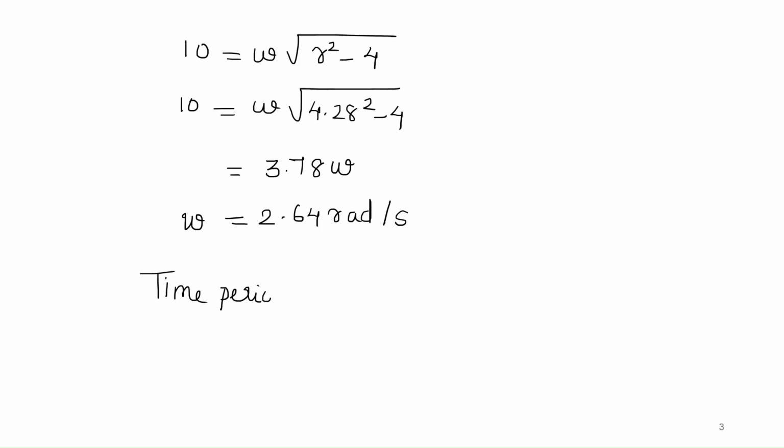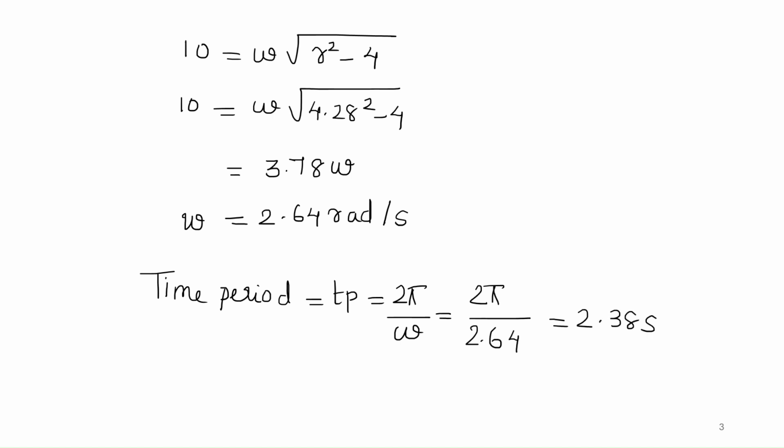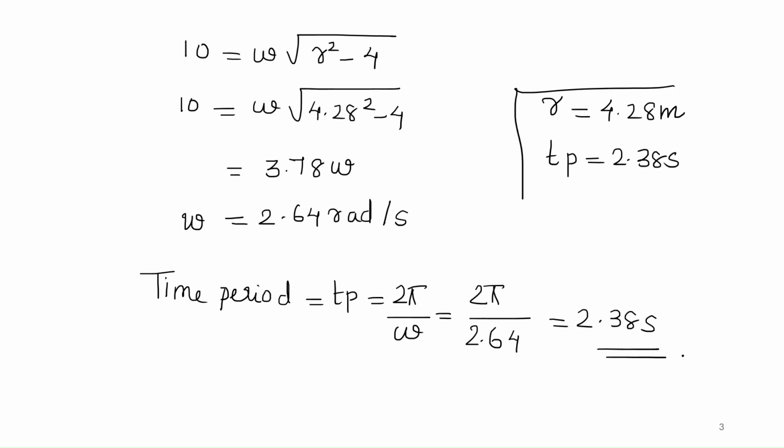Then time period Tp is equal to 2 pi divided by omega, that is 2 pi divided by 2.64, that is 2.38 seconds. We are getting our amplitude, that is r as 4.28 meters and time period Tp as 2.38 seconds.